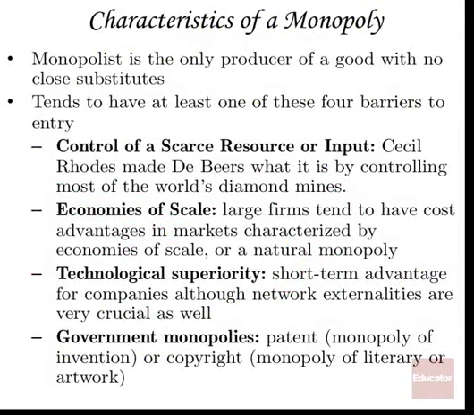So what are the characteristics of a monopoly? What are things that make a monopoly? Well, we do know that a monopolist is the only producer, hence there's only one seller of a good with no close substitutes. And it tends to have at least one, sometimes more, of these four barriers to entry. The first barrier to entry is the control of a scarce resource or input.